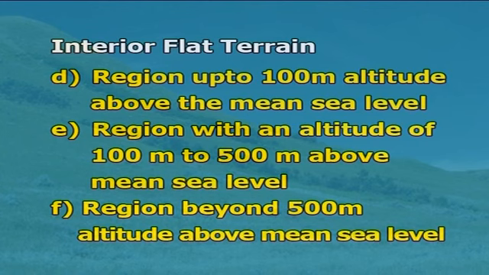The general topography of interior flatlands may have the following altitudinal ranges. Region up to 100 meters altitude above the mean sea level, region with an altitude of 100 meters to 500 meters above mean sea level, region beyond 500 meters altitude above mean sea level can clearly show these interior flatlands.